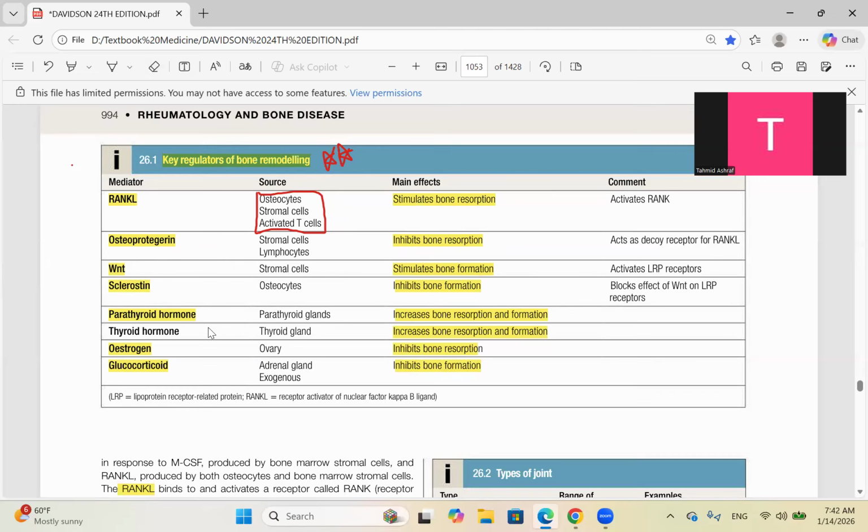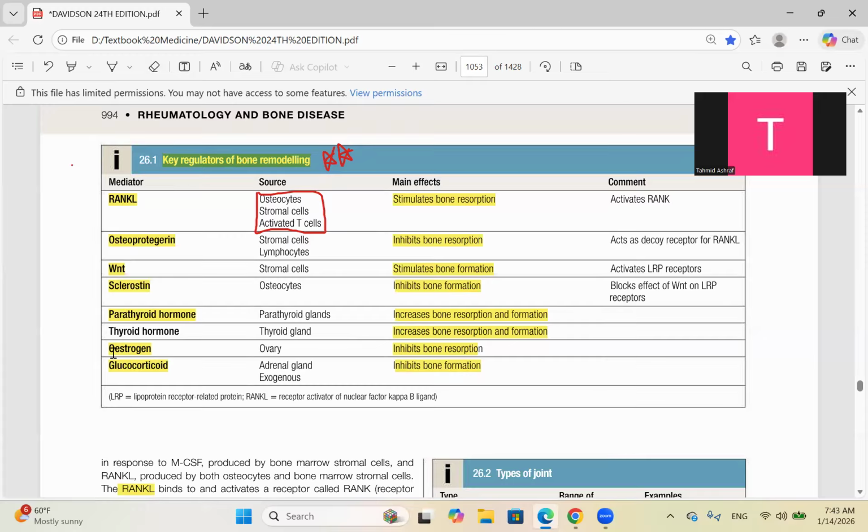Parathyroid hormone. Then we have to know this. These are some endocrine factors. What is their role in bone remodeling? Parathyroid hormone increases both resorption and also formation. We will have to remember this. Parathyroid hormone has both effects, in both bone resorption and bone formation. Then let's come to thyroid hormone. This is the same as the parathyroid hormone. It has a role both in bone formation and resorption.